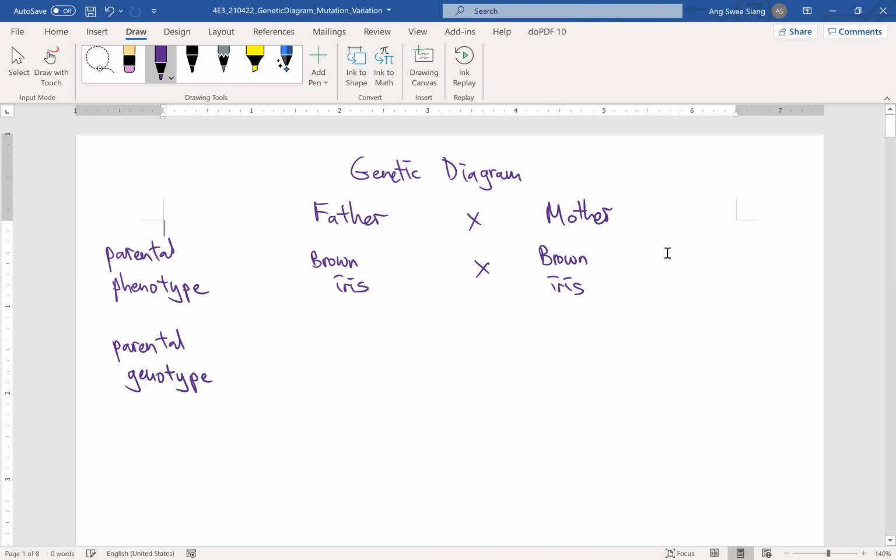In order for you to write the parental genotype, before you draw the genetic diagram, you need to decide what alphabet you will use to represent the alleles. So it will be good if you say, let capital B represent the brown allele, then small letter b represent the blue allele. Then once you have this, you can write the parental genotype.